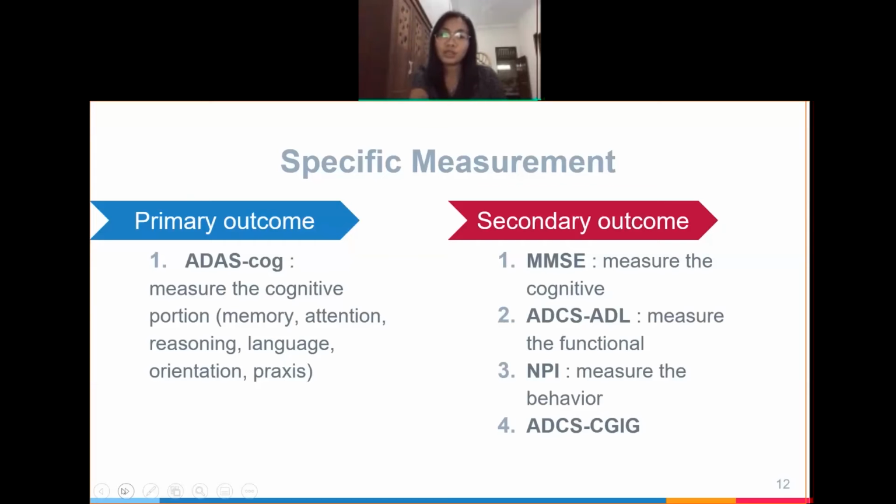The study used the Neuropsychiatric Inventory or NPI. Higher scores indicate worse behavior, and a positive change means a worsening of behavior of the patients. And the last one for the secondary outcome was the Alzheimer's Disease Cooperative Study Clinical Global Impression of Change. The instrument is also used to measure the secondary outcomes, but it was not explained well in the study, neither the interpretation nor the range. Next.